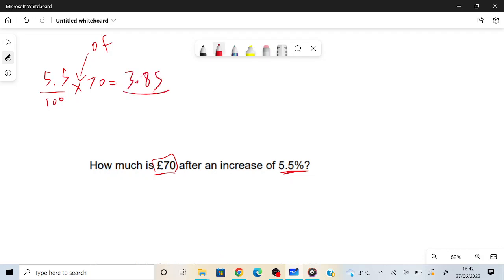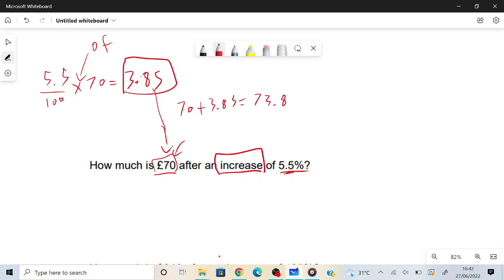And now, since 3.85 is 5.5% of 70, and it said how much is £70 after an increase, that means you simply increase your original value by 3.85. So you would have 70 plus 3.85, and that would give you £73.85.